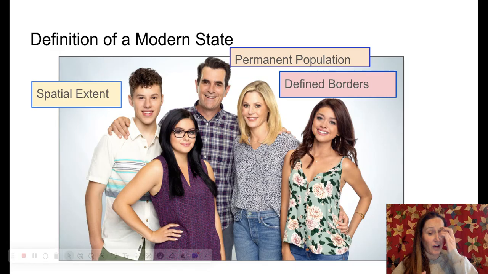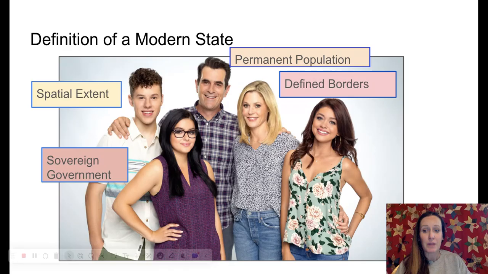It needs to have defined borders, right? You can be like, well, this is where you exist. These are the lines, right? That is a definition, that is a characteristic. A sovereign government, right? So it can't be controlled by another government. Like we'll be talking about this issue with Greenland in the news. Greenland itself is not sovereign because it is a territory of Denmark, right?